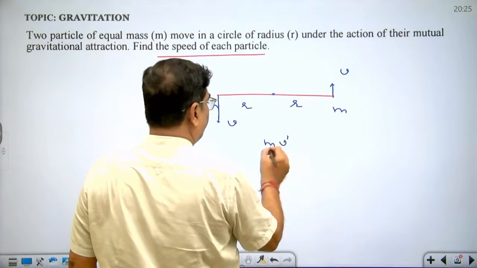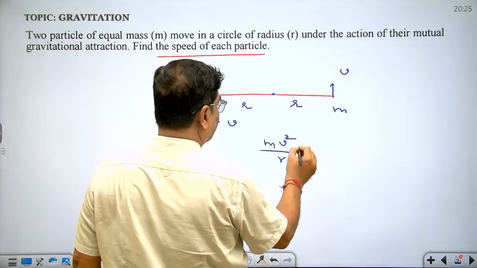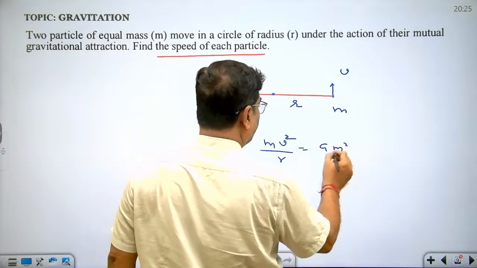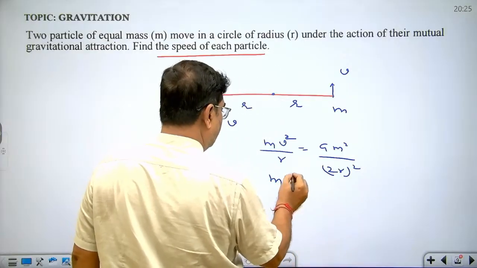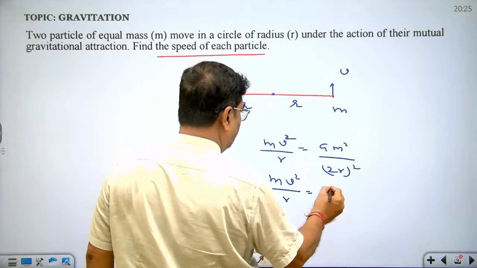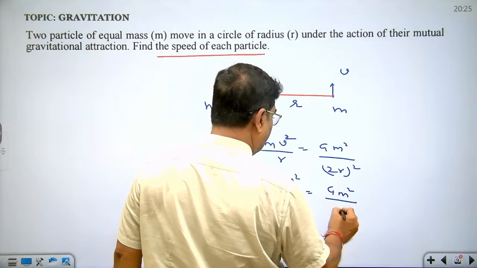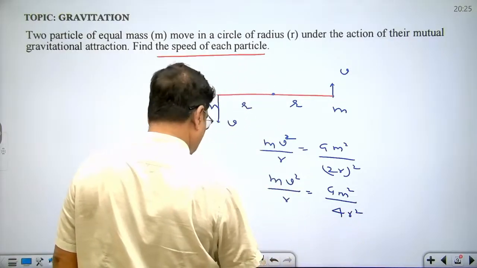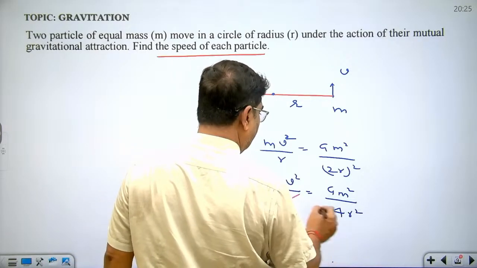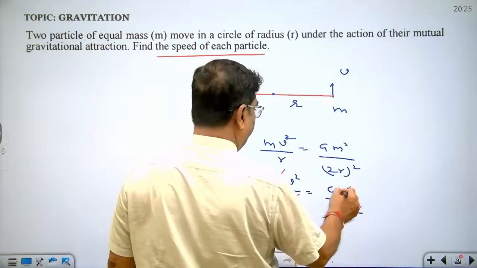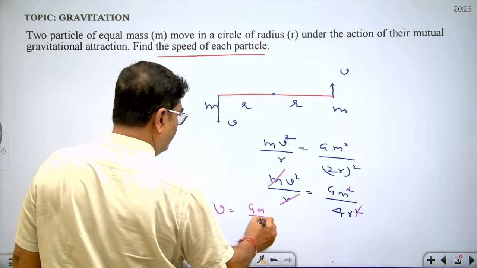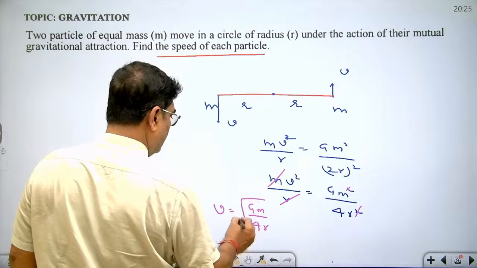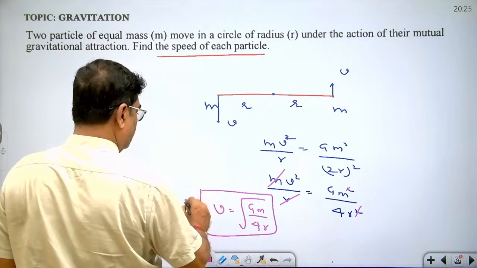So, m v square upon r is the centripetal force. This is obtained by G m square upon (2r) whole square. So, dear student, m v square upon r equals G m square upon 4r square. Let's cancel r and r, m and m. So, what is v? v equals square root of Gm upon 4r. This is the answer to the question.